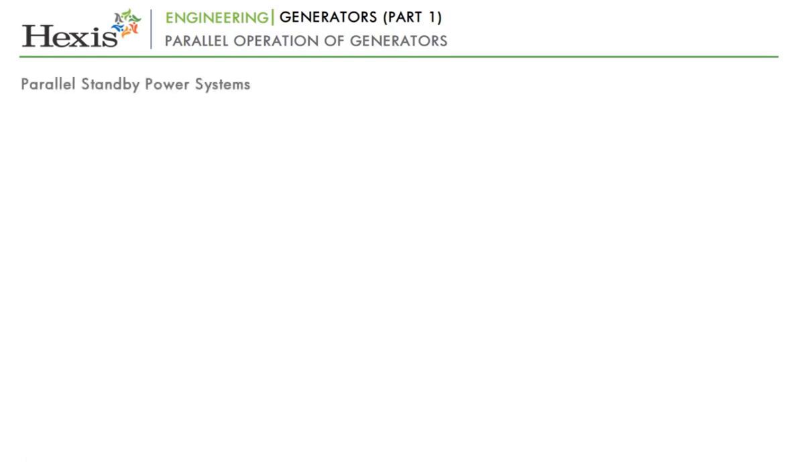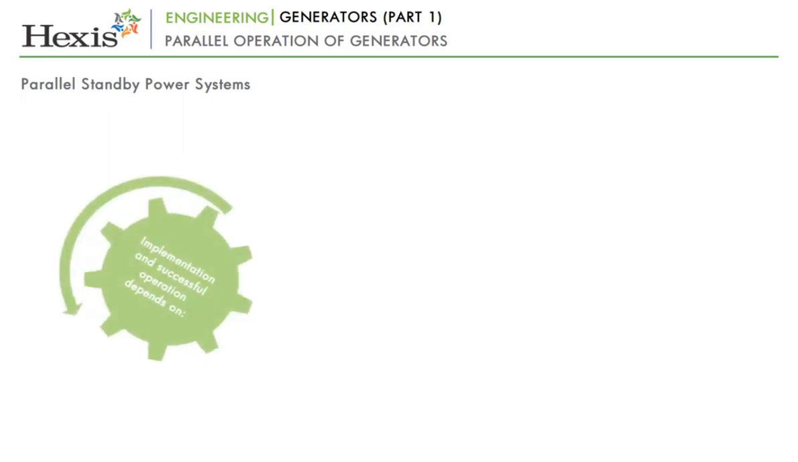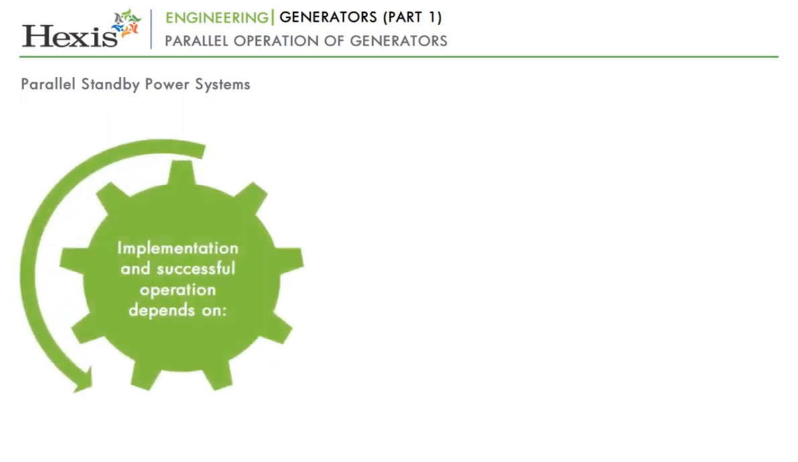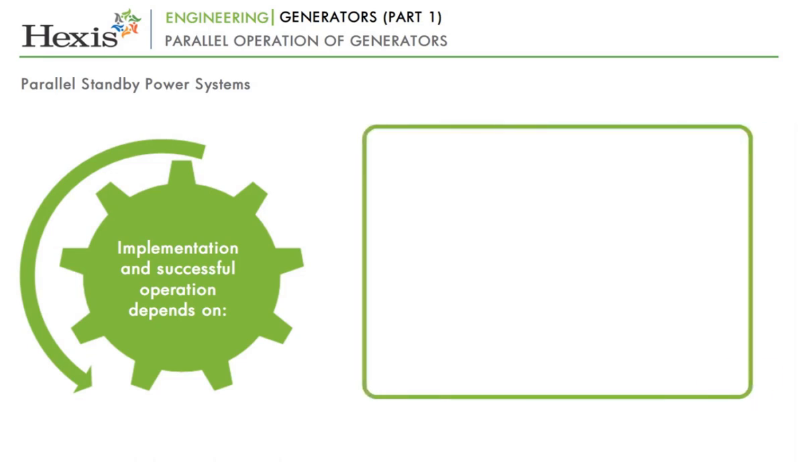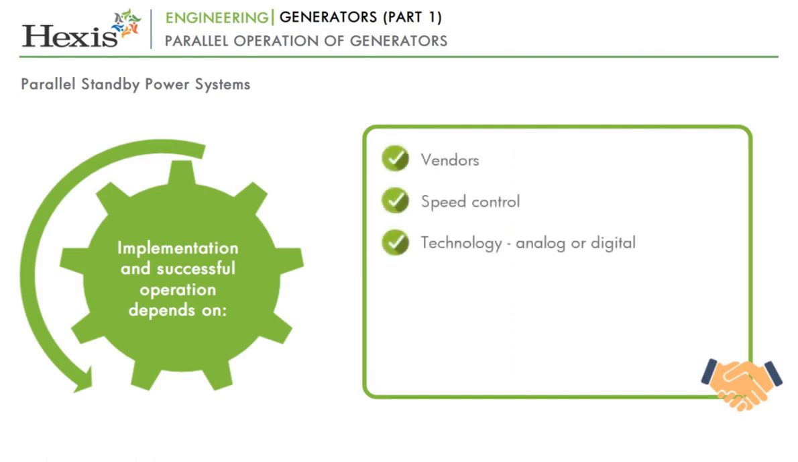Parallel standby power systems offer more advantages compared to single large generator units. However, the implementation and successful operation of such systems depend on a number of factors, such as manufactured by same or different vendors, speed control, technology, analog or digital, load balancing, synchronization, voltage regulations, etc.